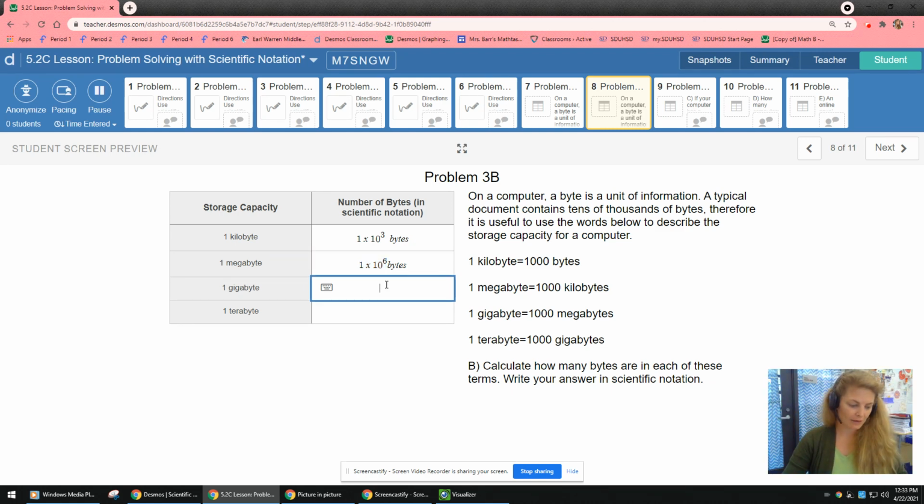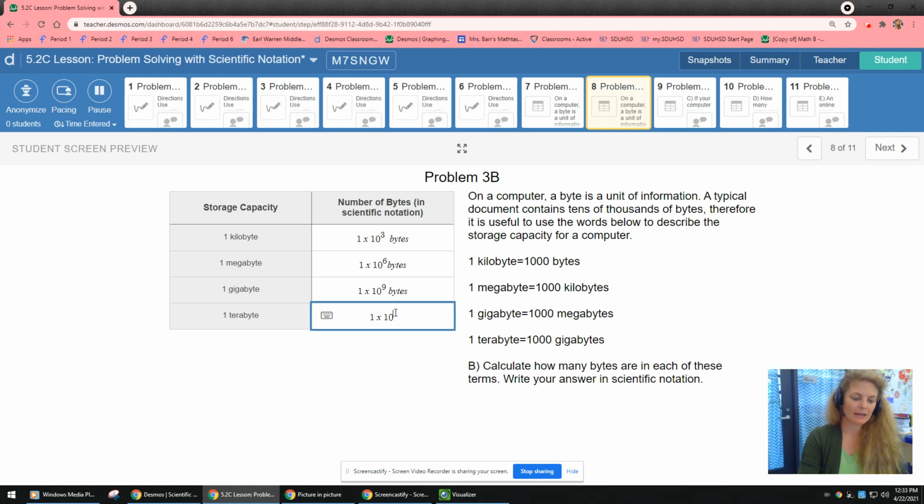And what do we get here then? We're going to get 1 times 10 to the, you guessed it, 9th bytes. Oops, gotta press the down or the over arrow so we're not stuck in that exponent. And 1 terabyte, you guessed it, that's going to be 1 times 10 to the 9 plus 3, 12th power of bytes.